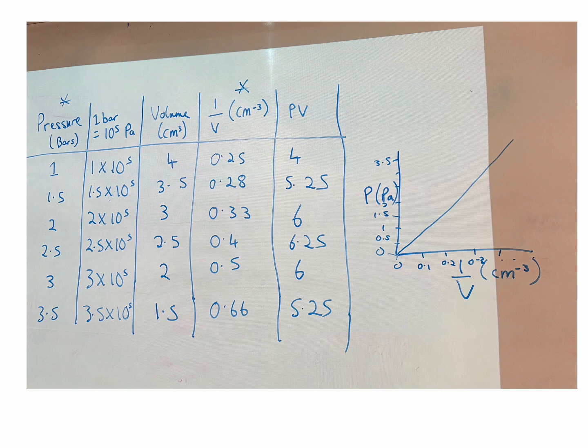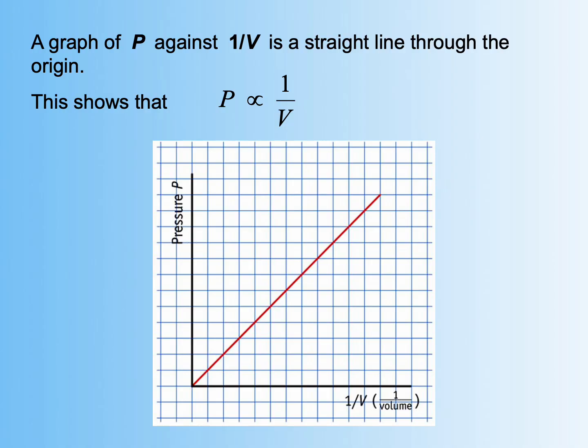And you're looking for a straight line graph through the origin, proving Boyle's law. So you could be asked, what does it prove and how? So it shows the relationship that pressure is inversely proportional to the volume because it is a straight line graph through the origin. So that means as the pressure increases, the volume decreases, and vice versa.